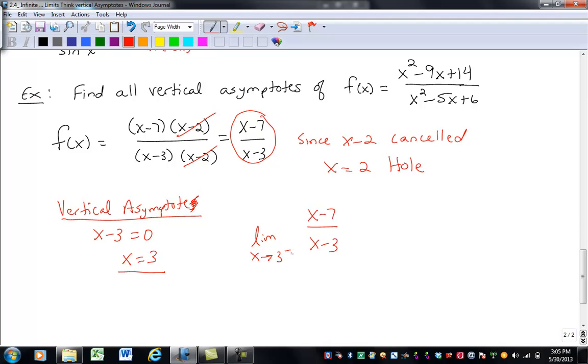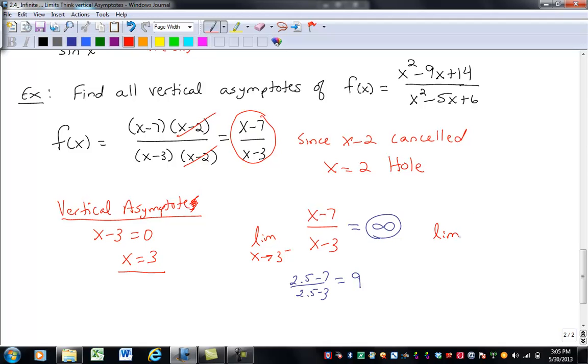Since I'm to the left, I'm going to plug in a number that's a little bit smaller than 3. How about 2.5? So 2.5 minus 7 divided by 2.5 minus 3 gives me 9. That's a positive number, so I know at this vertical asymptote it has to approach positive infinity.